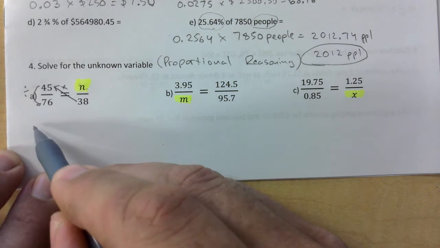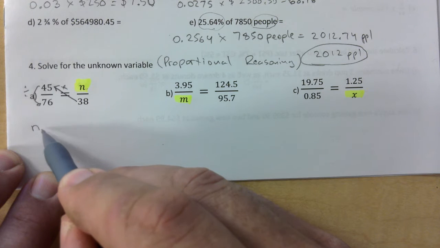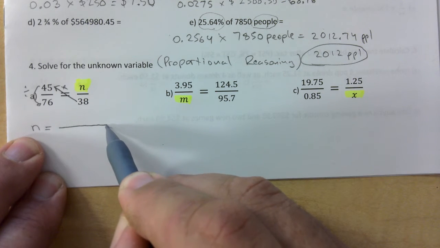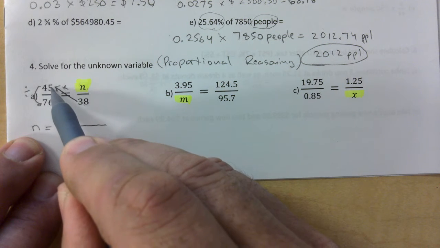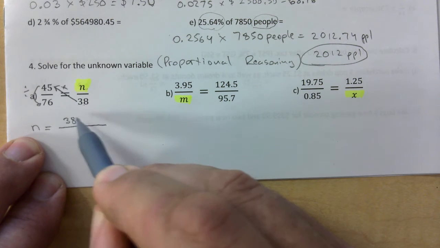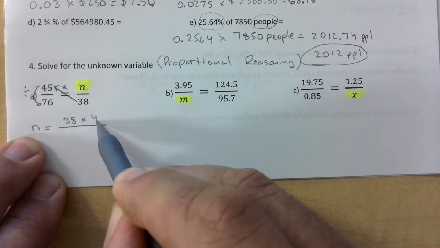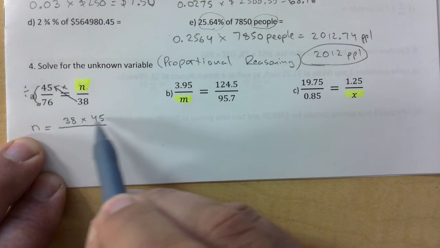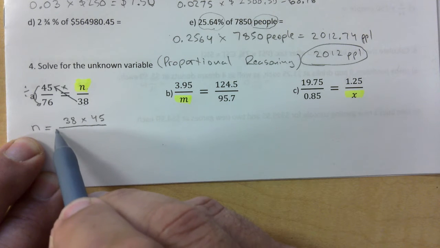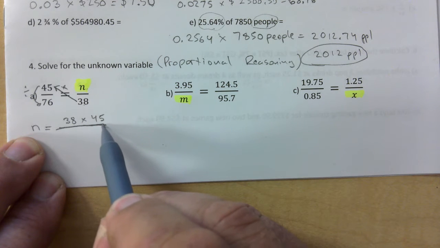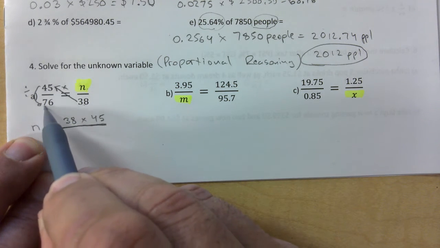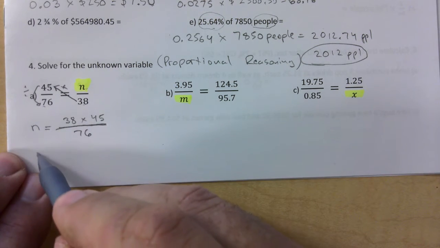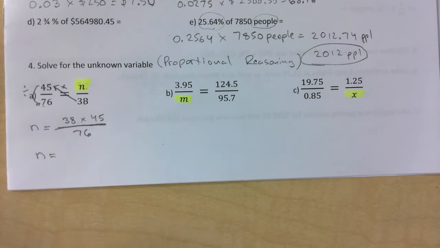So this is what I need you to show me. N is equal to, make one of these lines. You'll put 38 times 45. I don't care in which order you do that, but you need to show 38 times 45 like that. And then this symbol, remember, it's the fraction symbol, that's division, divided by what's left over, which is 76. And then you can show me what n is on the next line.